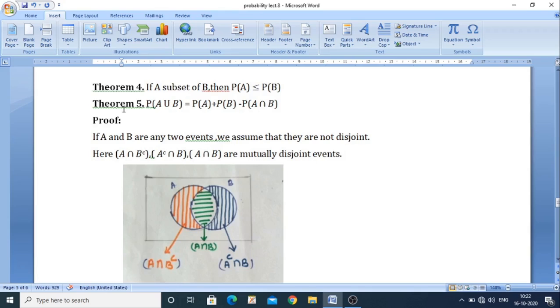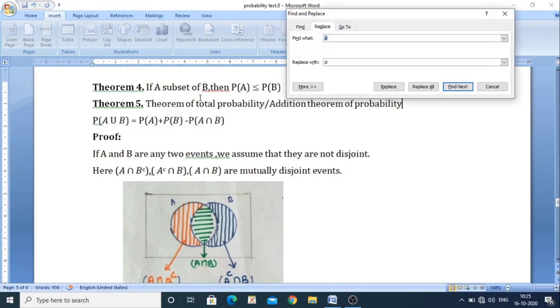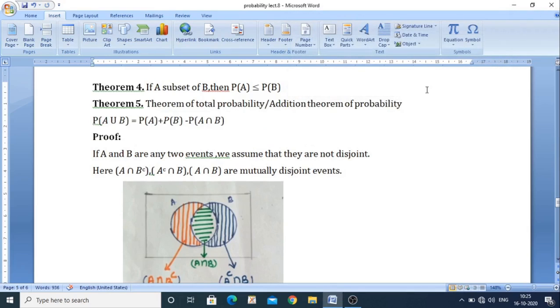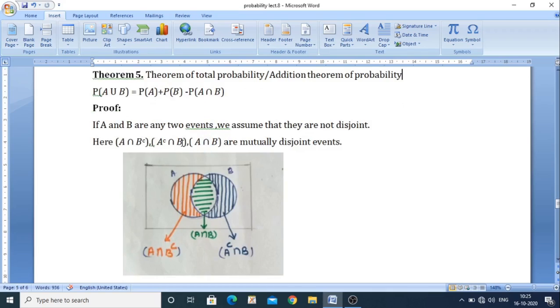The next theorem is, that is, probability of A union B is equal to P of A plus P of B minus P of A intersection B. This is also called as the theorem of total probability, or addition theorem. So P of A union B is equal to P of A plus P of B minus P of A intersection B. Now let us see the proof of this.